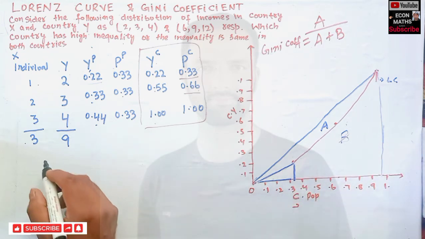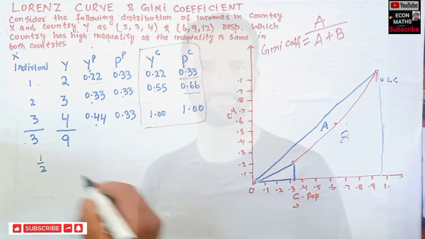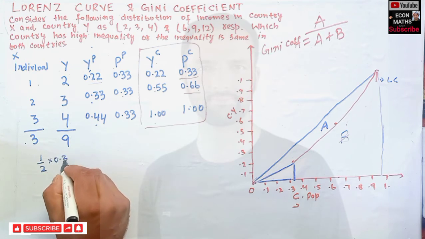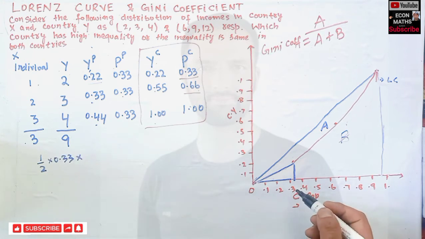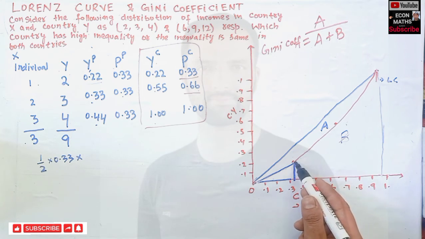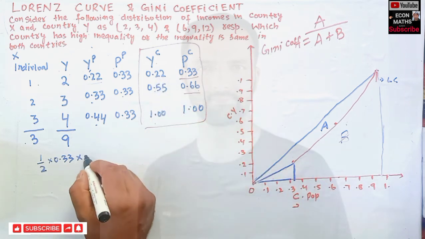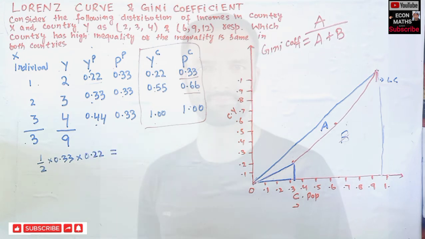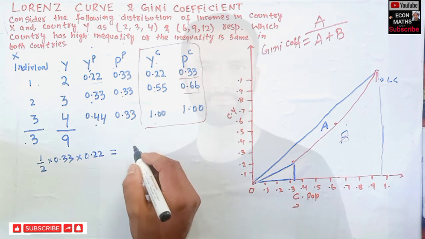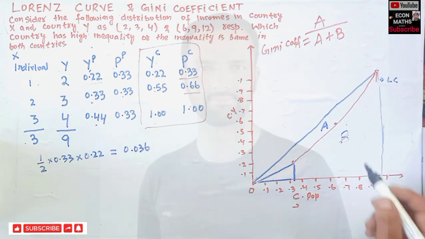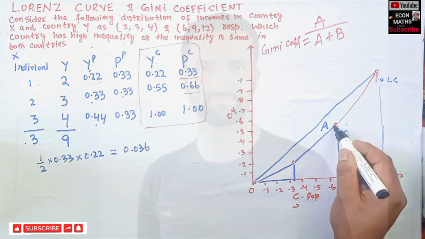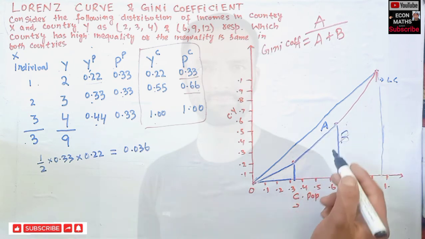What is the area of this triangle? This is 1/2 of base times altitude. What is our base? Base is here 0.33 into altitude. What is altitude? Here altitude is 0.22. When calculating this, this comes out to be 0.036, which is the area of this very triangle. After that, we need to find the area of this very trapezium. Okay, what is the area of a trapezium?